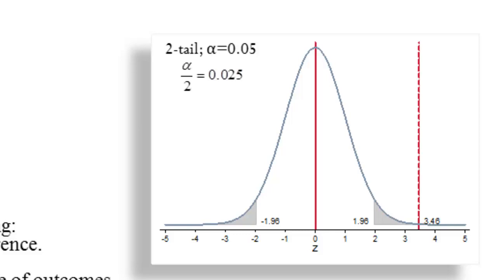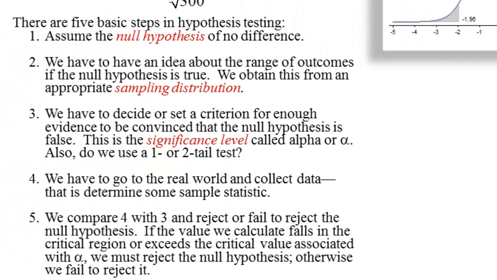Any test statistic that falls in that region, called the critical region, will lead me to reject the null hypothesis. Step number 3: how much evidence do I need? Again, this is our alpha value, 0.05. Step number 4: go to the real world, collect our data, and calculate some sample statistic.